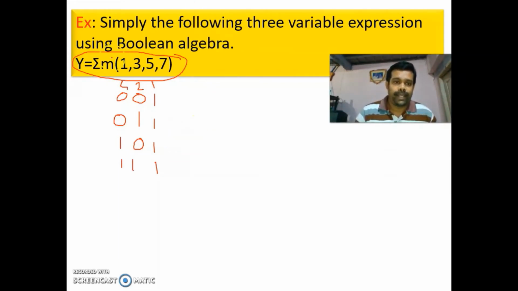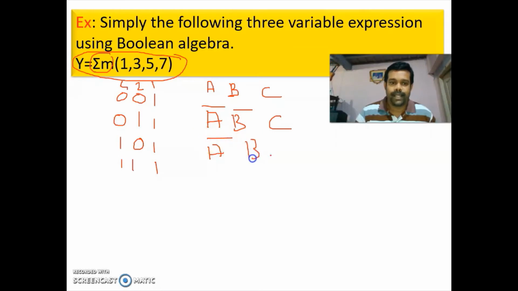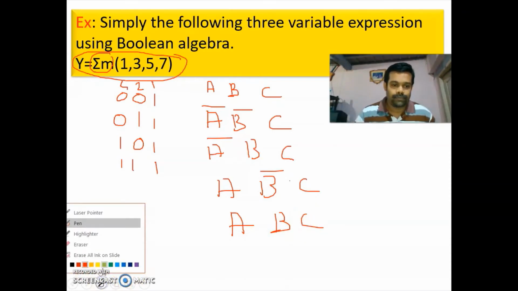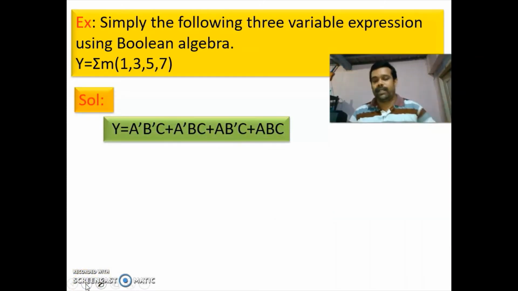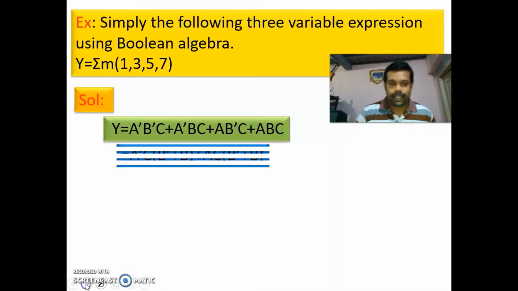And this is SOP and this is min term. So the variables we have taken are A, B, C. If it is 0, then it is A bar. If it is 0, then B bar. 1 means C. Next one, A bar, B, C. Then A, B bar, C. Then A, B, C. First we converted that into binary, then we have written the expression.